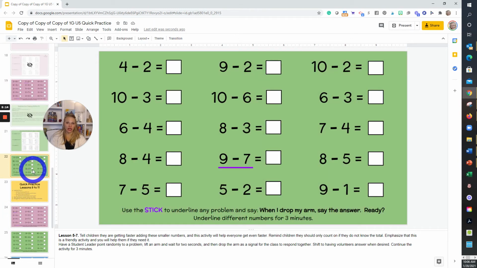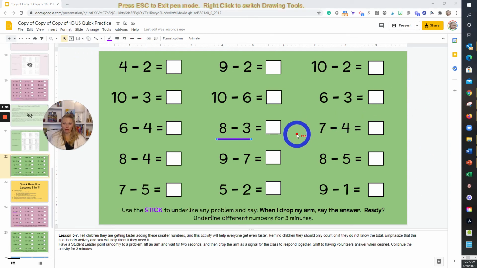Then you get your subtraction problems, the same thing. Use the stick to underline any problem. When I drop my arm or when I give you my signal, which has always been class, then you're going to say the answer. Class 5. Again, we're building automaticity. If we need to use counting on, we can. I would also say that for first grade, I think drawing a math mountain is helpful. So if you just had a math mountain on the screen, and so students could be thinking about this number in relation to the math mountain.